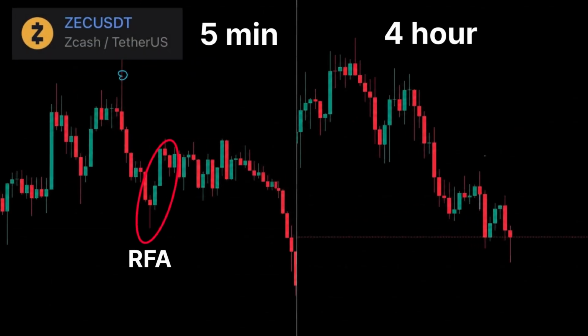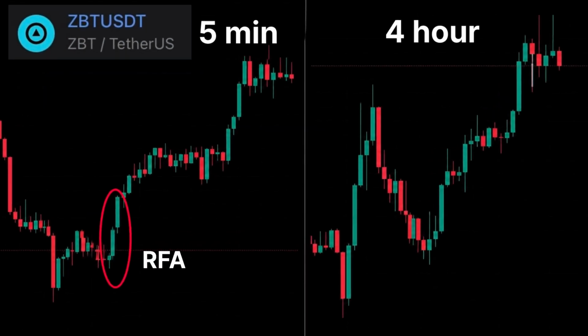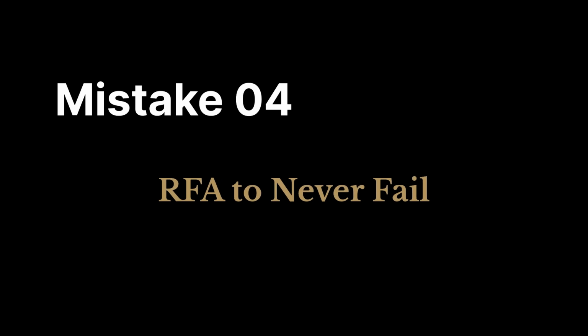The third mistake is ignoring the higher time frame. An RFA setup against the higher time frame trend has a lower probability than one that aligns with the overall market direction. Always understand the bigger picture before taking a trade. And finally, expecting RFA to never fail. Let me be very clear. RFA is not a strategy that wins every trade. No strategy does. The goal isn't to eliminate losing trades, but to avoid low quality trades and put the probabilities in your favor.